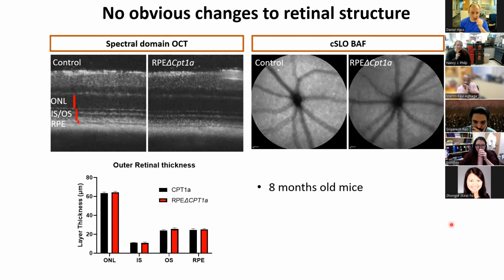And so the same question was asked. This is in 8-month-old mice, and I think they were transduced with tamoxifen at a young age, although I don't remember off the top of my head what that age was. And basically, we're not seeing any difference in retina thickness by OCT or autofluorescence. We don't see any real change, perhaps a slight reduction in fluorescence intensity, but nothing substantial that would indicate a pathology when you remove CPT1A from the RPE cell.